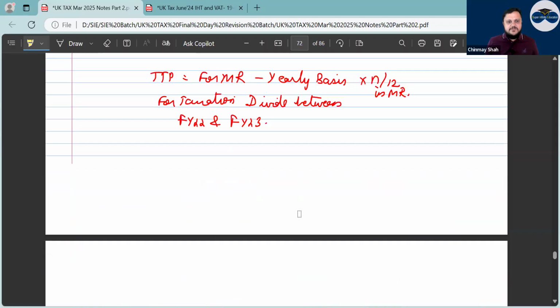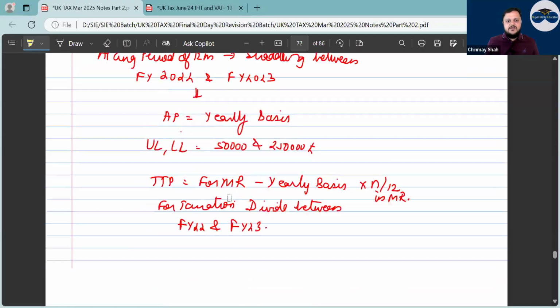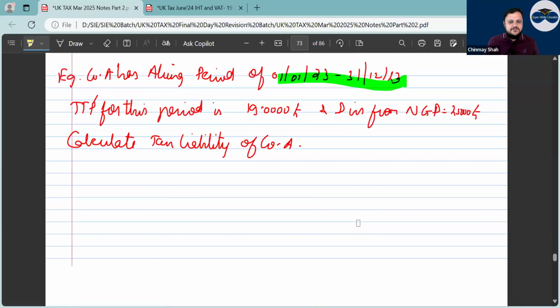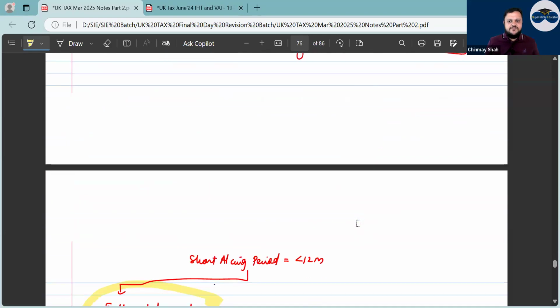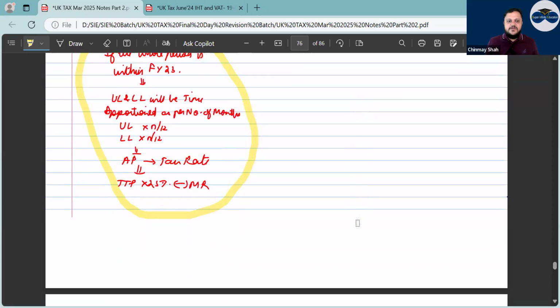Then we have a table for this year. Straddling between, for marginal relief yearly basis into n by 12, correct? Then go to, if shorter accounting period, then your limits will be what? Upper limit and lower limit will be time apportioned. Have a look.